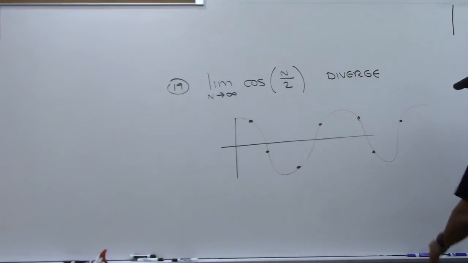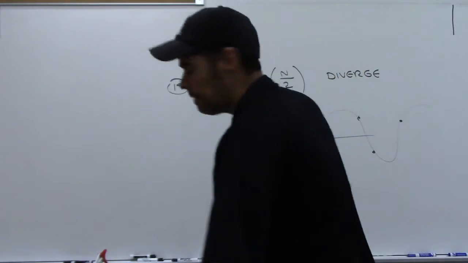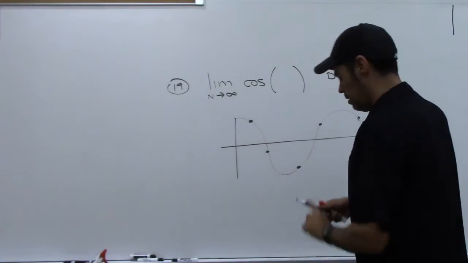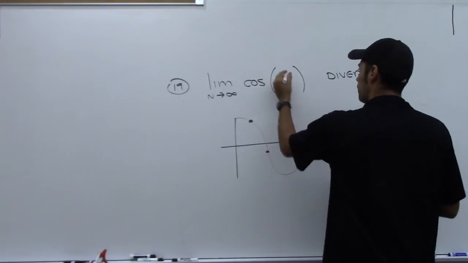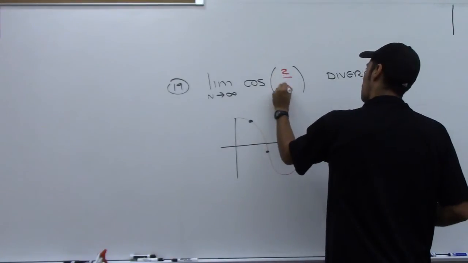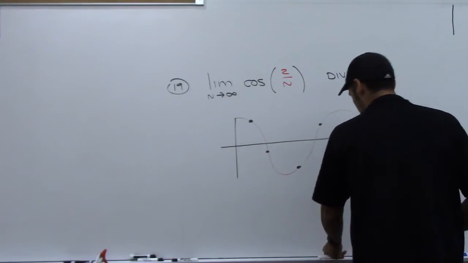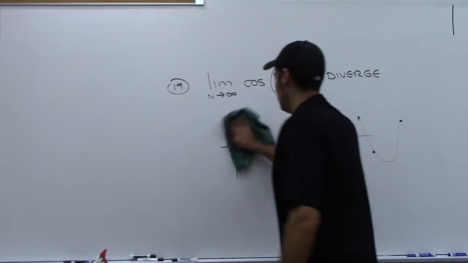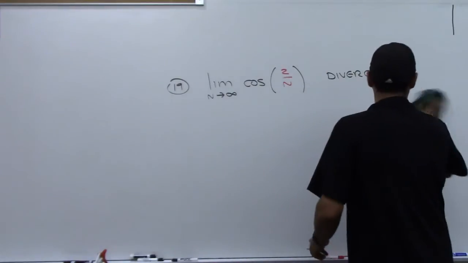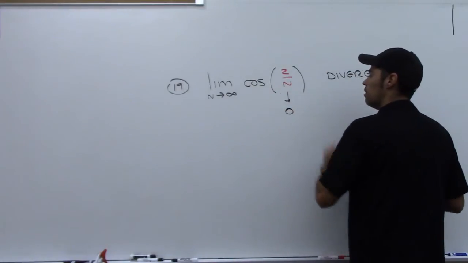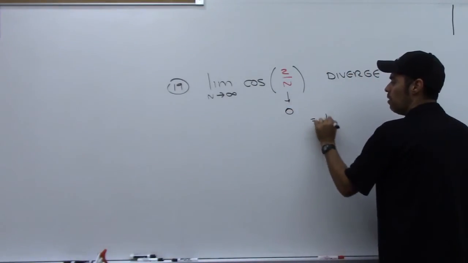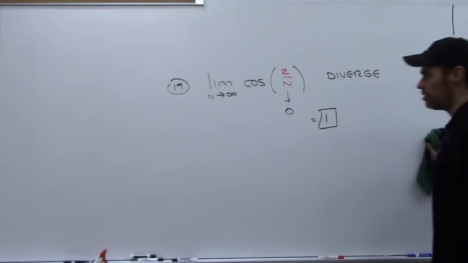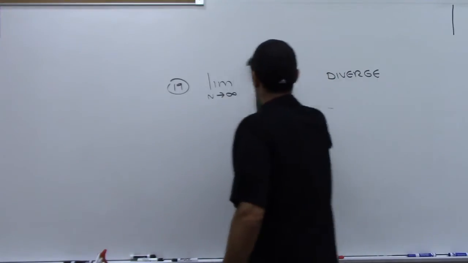Now, just for curiosity's sake, what would happen if I replace this with 2 over n? That's a totally different function. As n gets bigger, the inside goes to 0, and cosine of 0 heads to 1. So it would converge to 1 if that were flipped over. I will show you the difference.